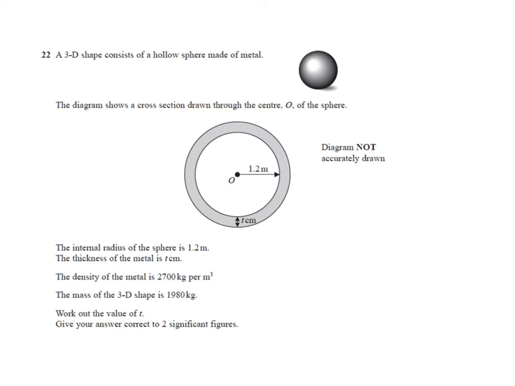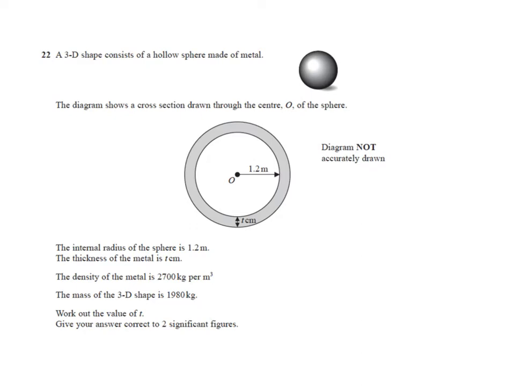Let us read this question from May 2018, paper 2. While I'm reading, I'm thinking of what information the text gives me. A 3D shape consists of a hollow sphere made of metal. So it's a sphere with a hole inside. That immediately brings me to the idea that if I know the radius of the big sphere and the radius of the small sphere, I can find the volume of the big sphere outside, the volume of the missing sphere inside, and therefore I can find the volume of the metal.